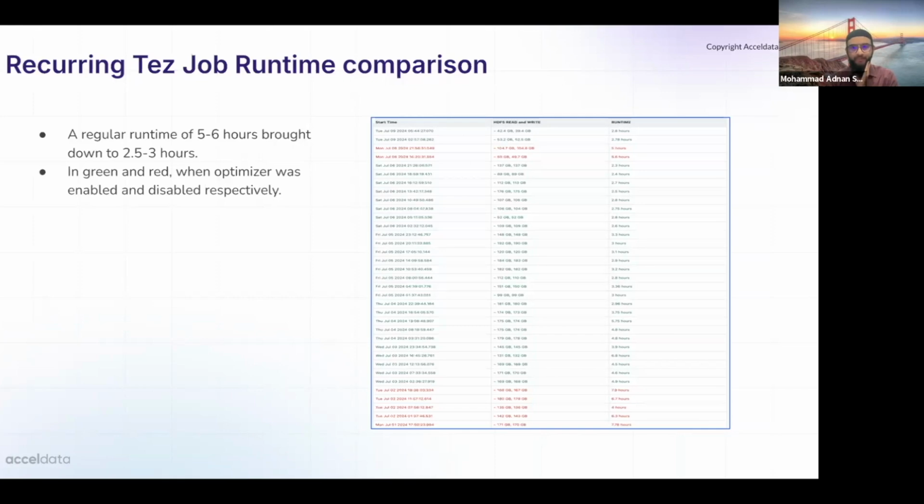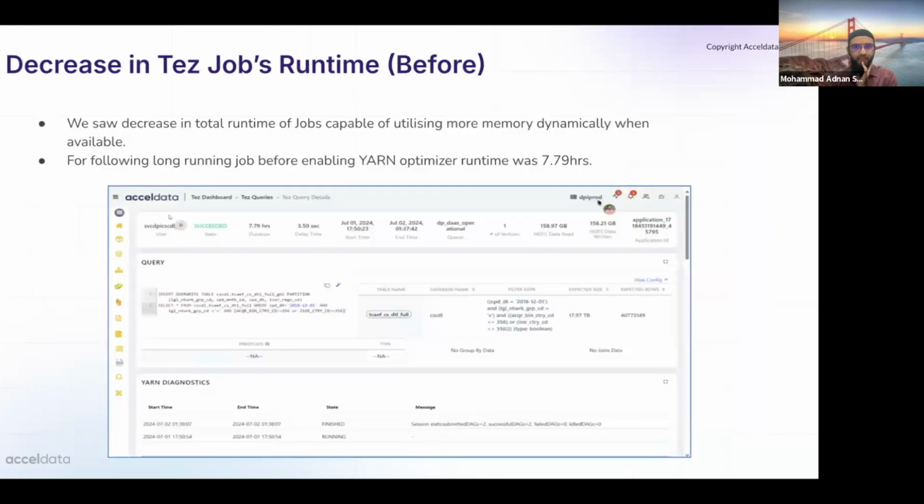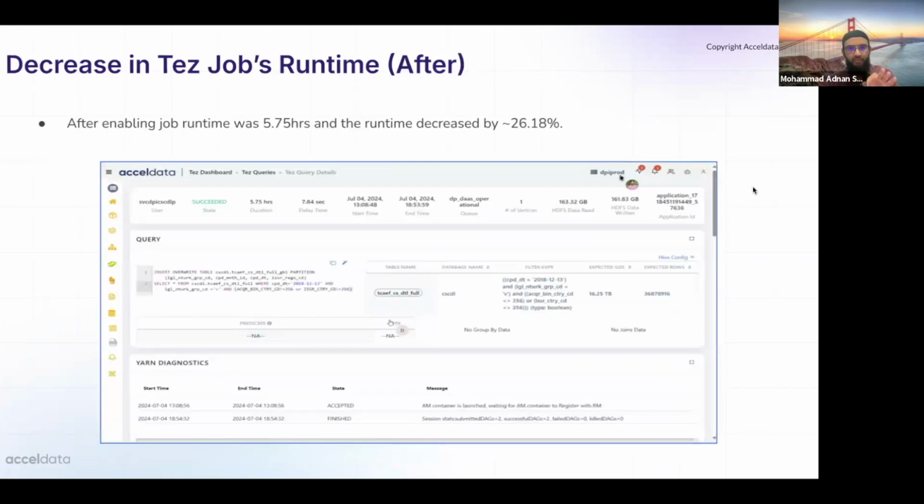Right. Pradeep, next slide. So here, if you see the overall picture for a particular job, it used to take like 7.79 hours. We were able to reduce this time for the same job. If you keep a close watch, the username is very cryptic to read out, but it took 7.79 hours. Can you please go to the next slide? Now that has dropped from 7.79 hours to 5.75 hours, which is a decline of almost 27%.